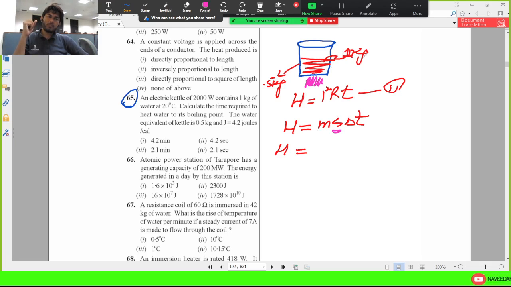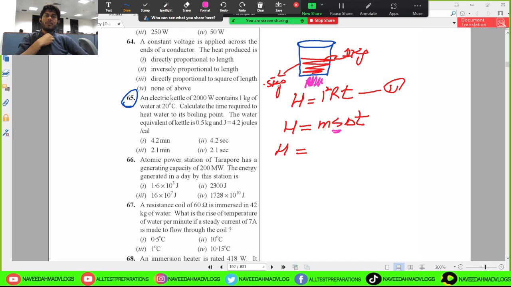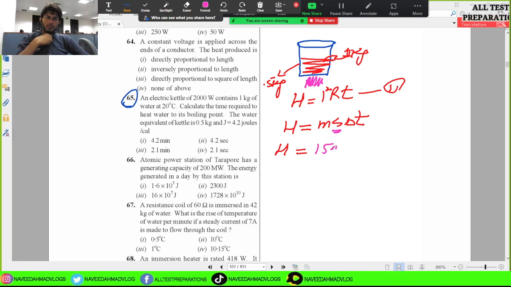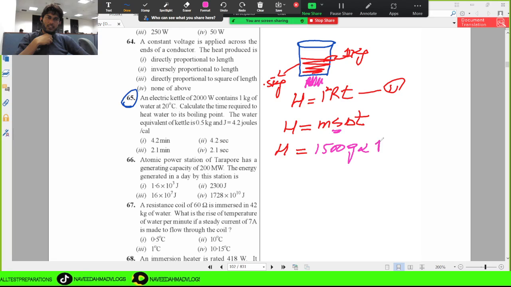So the total mass will be equal to, over here you will take in gram, because the unit of this is calorie. So this will be 1000 gram plus 0.5 kg. 0.5 kg is 500 gram. So this will be 1500 gram. Okay, S is the one value in this case, because this is water and the specific heat for water is equal to 1.